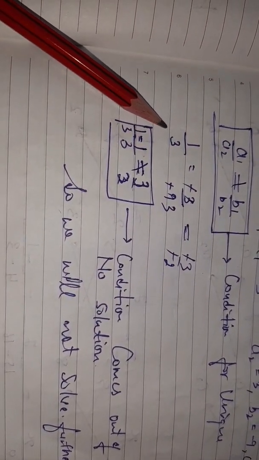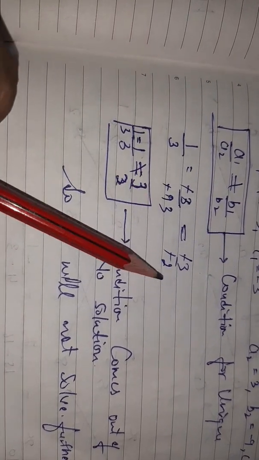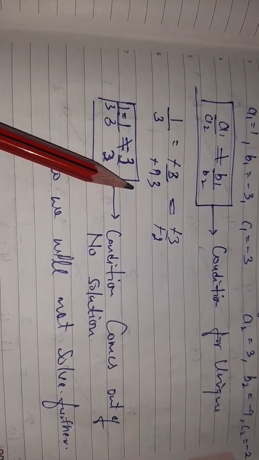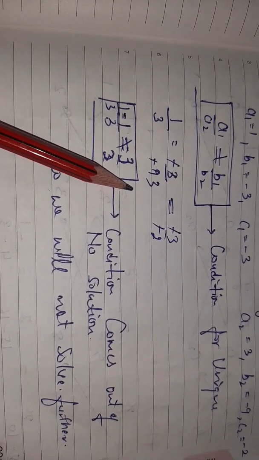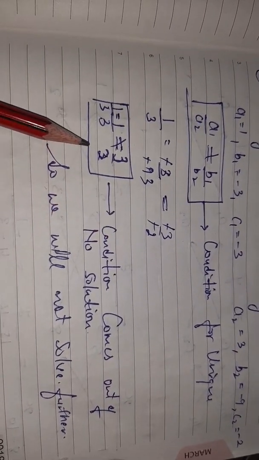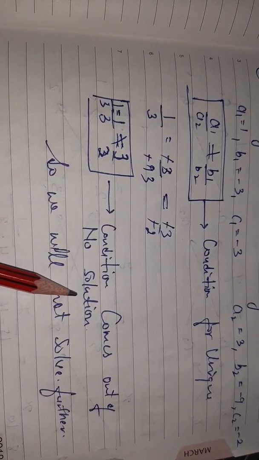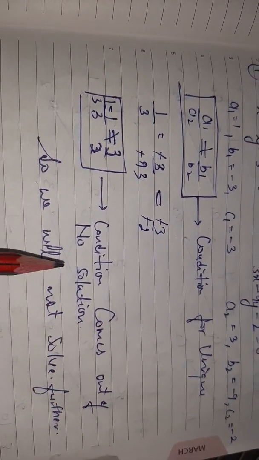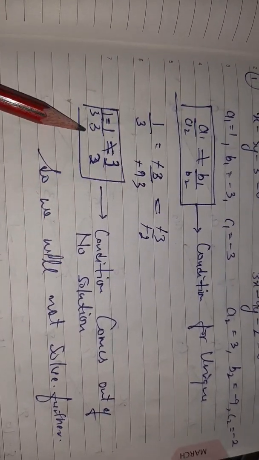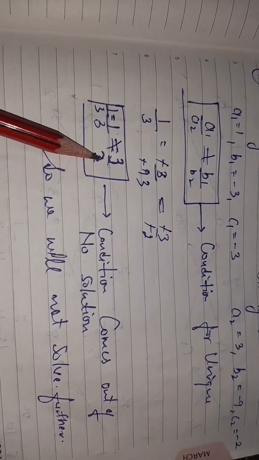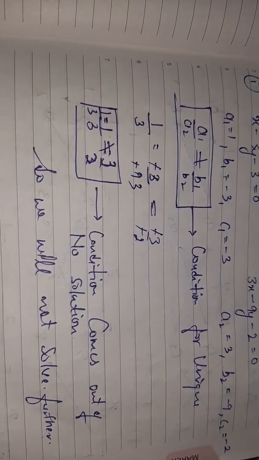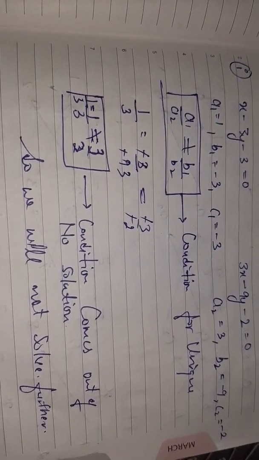a1 upon a2 is equal to b1 upon b2 is equal to c1 upon c2? But what I have seen, a1 upon a2 and b1 upon b2 have come equal. Yes or no? But c1 upon c2 does not come equal. So the condition comes out to be no solution condition. It is not unique solution condition, it is no solution condition. I have checked all three. I have got a1 upon a2 is equal to b1 upon b2, but it's not equal to c1 upon c2. Got it? So we will not solve further. It is stated in the question, if it is a unique solution, then you have to solve it further.